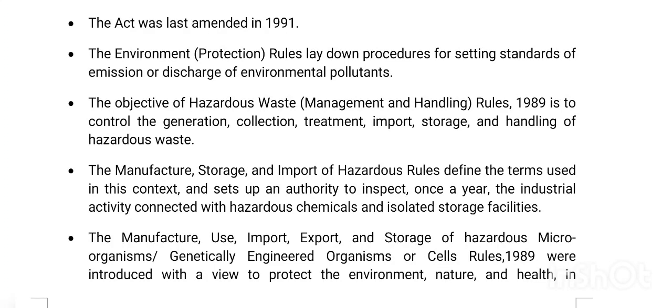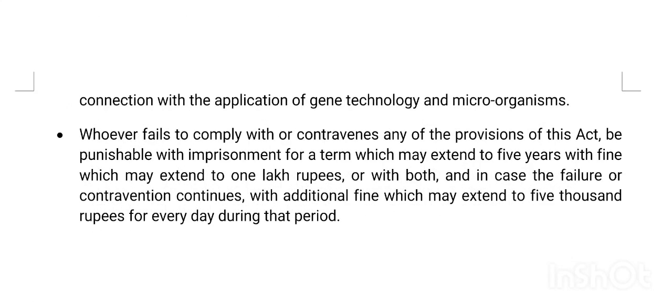Cells Rules 1989 were introduced with a view to protect the environment, nature and health. Any person who does not abide by the rules and regulations of the EPA 1986 can be imprisoned for a term which may extend to 5 years, or fined rupees 1 lakh, or both. Hence, as citizens of India we have to abide by the rules and regulations formulated in the EPA 1986, not only to respect our country but also to protect the quality of the environment, as civilized persons and as individual contributors.